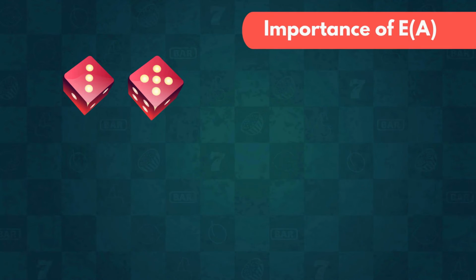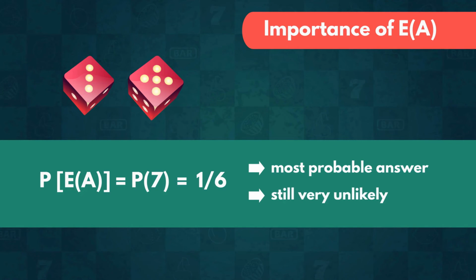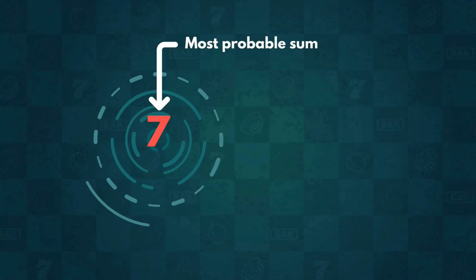But how important is this value if the probability associated with it is only 1/6? The sum being equal to 7 might be the most probable answer, but it is still very unlikely to occur. Thus, we cannot reasonably bet on getting a sum of exactly 7. Moreover, even though we are suggesting 7 is the most probable sum, how can you be sure?